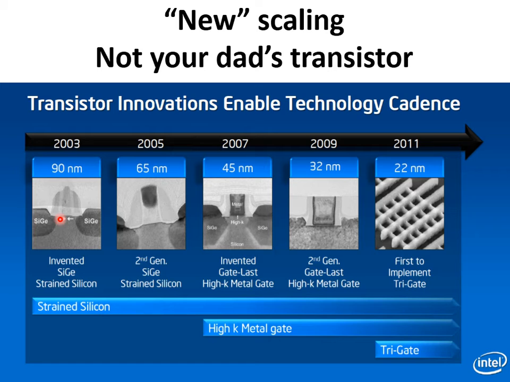You can improve the mobility of electrons by straining the silicon with a tensile strain, and you can improve the mobility of holes by compressing the silicon. And this is what they started doing. Of course, it's a revolution because you are changing the material. And as you can imagine, it's not easy to do.